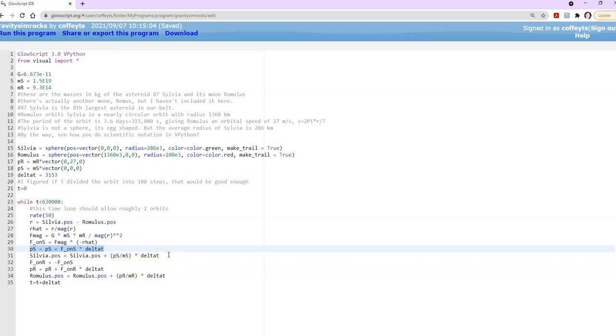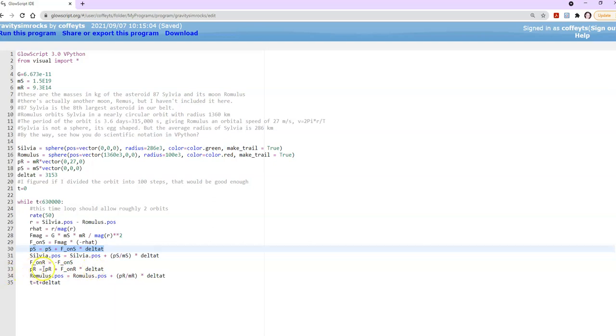Okay? Now that was for Sylvia. Let's also let Romulus move. So, via Newton's third law, action-reaction, the force on Romulus, F on R, is minus the force on Sylvia. Okay? So that was an easy calculation, right? That's the force vector.